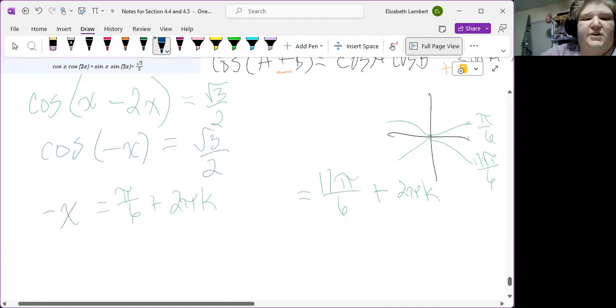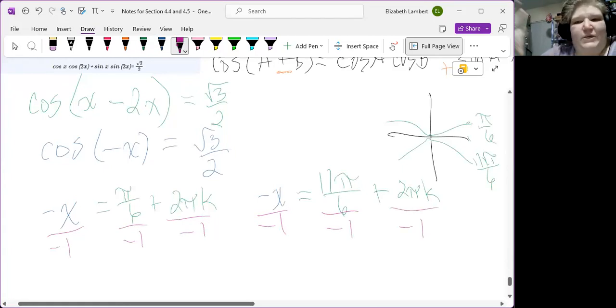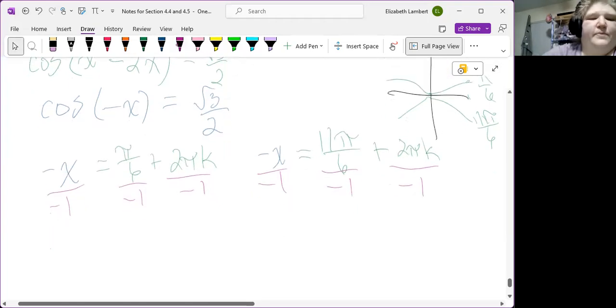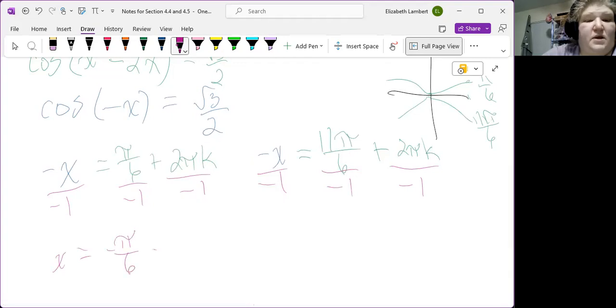But the angle in question here is -x. So those negatives now, I have to divide them. So the same way I did earlier with the 2, I divided by 2 on both things on the right. We have to do the same thing here. Which all dividing by -1 does is change the sign. So I have negative pi over 6 minus 2 pi k and negative 11 pi over 6 minus 2 pi k.